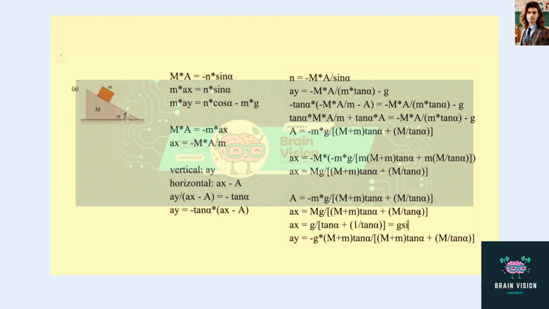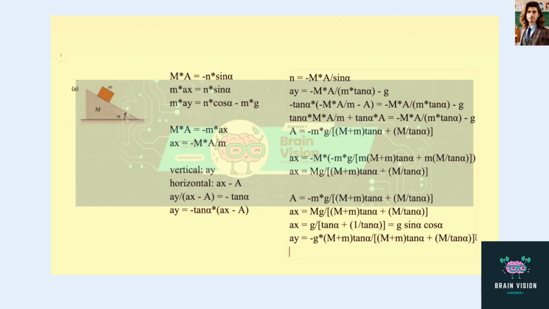If we just do out the trigonometric identities here, we'll end up with G sine of alpha cosine of alpha. And that's going to be the acceleration of the block, which makes sense here.